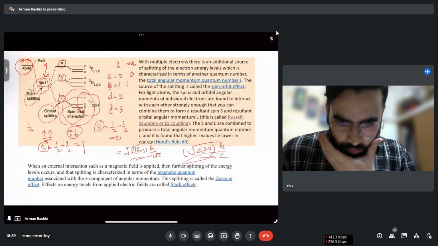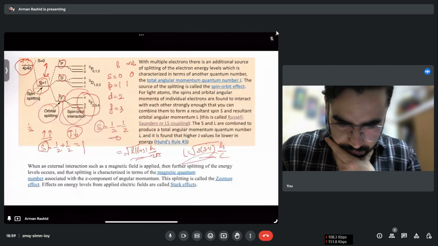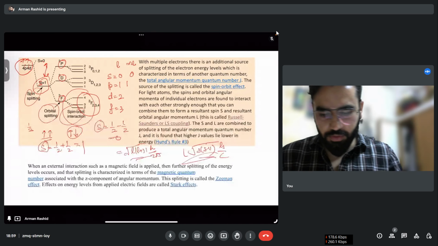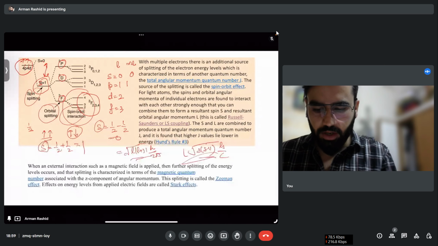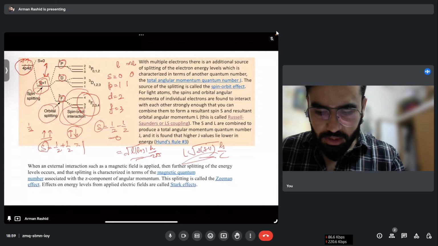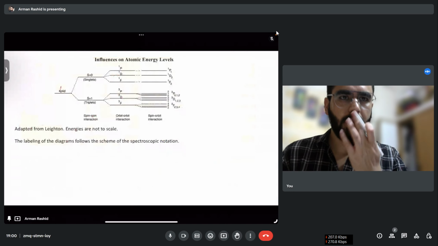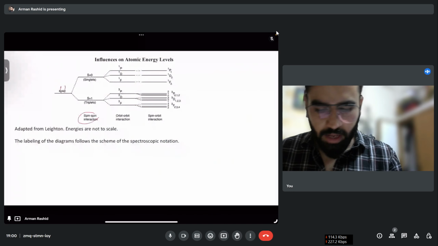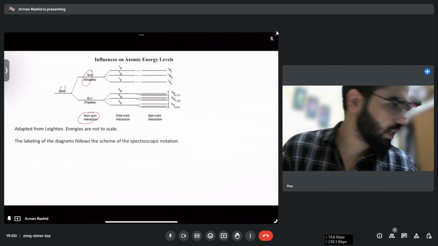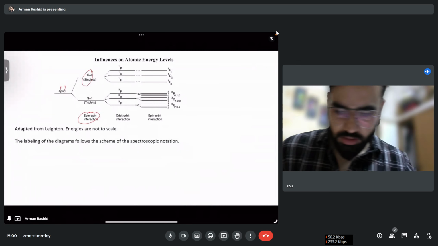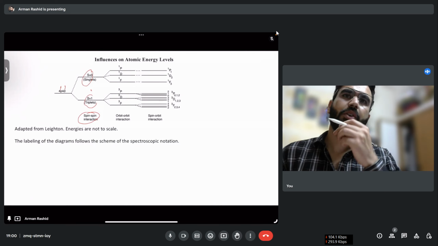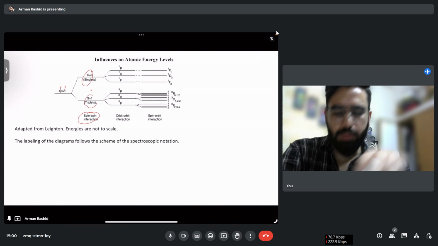Now, this is what I have shown before: first we have a configuration of 4p1 4d1. Then first there will be spin interaction. When there is a spin interaction, you will create two states, a singlet state and a triplet state. According to Hund's rule of maximum multiplicity, the triplet state is more stable, so it will go down.